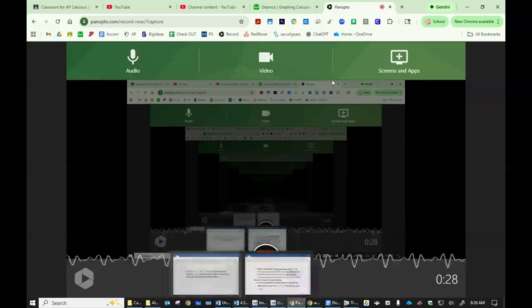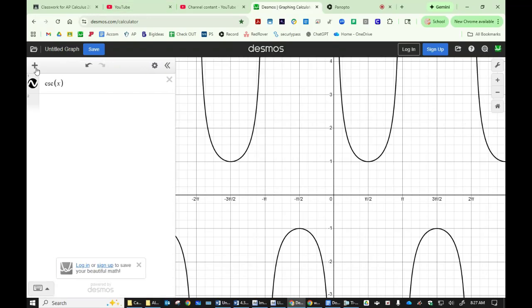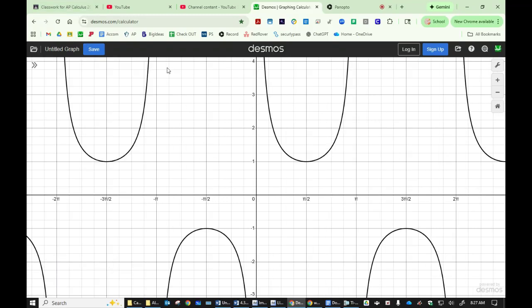Okay, so let's see. Desmos. So that's a graph of cosecant. Okay, so cosecant, very interesting. If you wanted to graph cosecant, well, let me back up. Desmos lets you just type it in. Like I just typed in cosecant of x and it graphs for me. We do not have cosecant on our calculators.